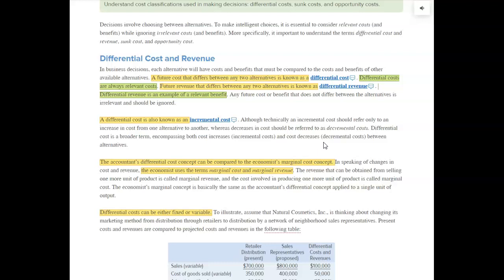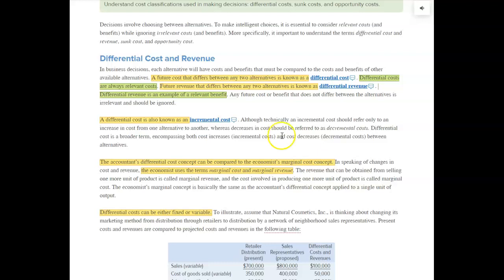Differential costs are always relevant. You're trying to make a decision. If one costs less than the other, then you have a number that's relevant to your decision, lower cost or higher cost. Same way with differential revenue. It's a revenue that differs between alternatives. It's always relevant to a decision.